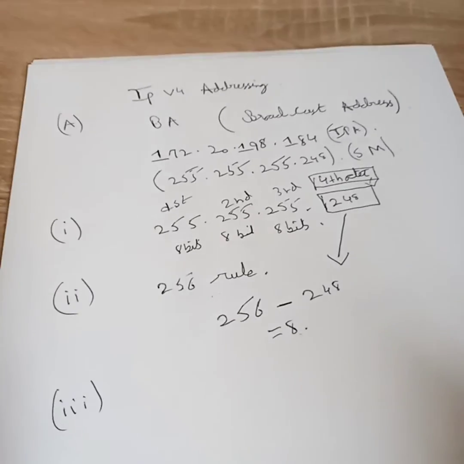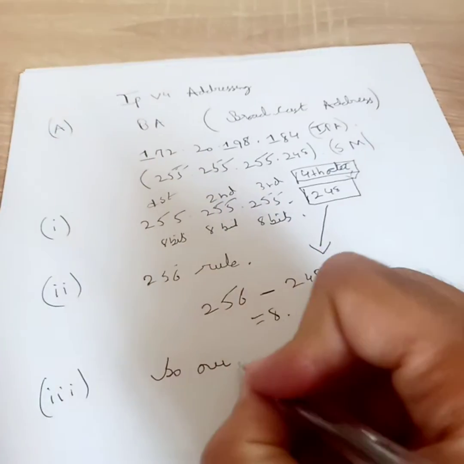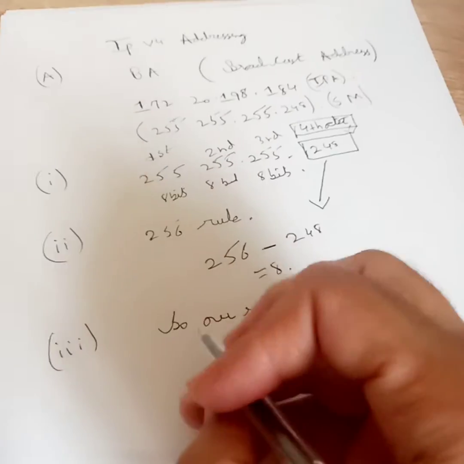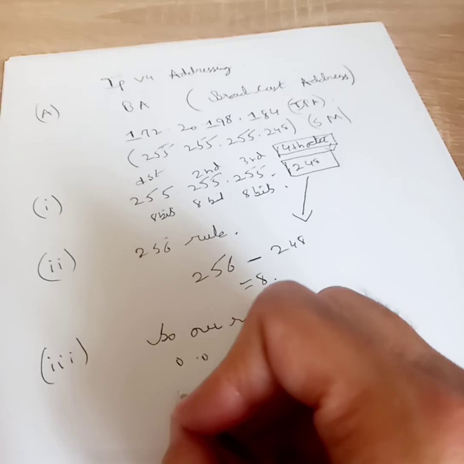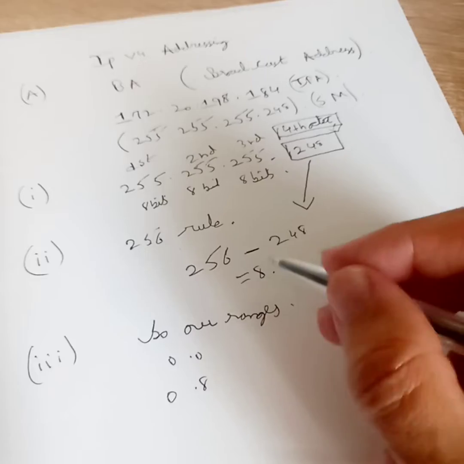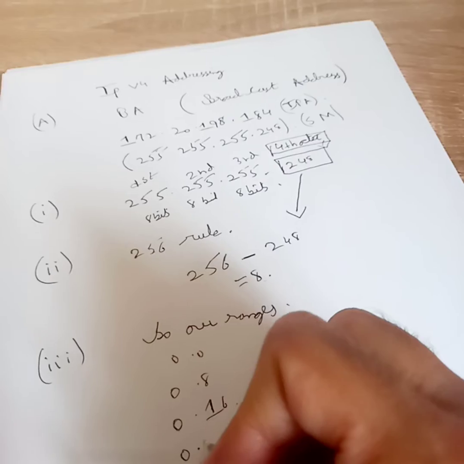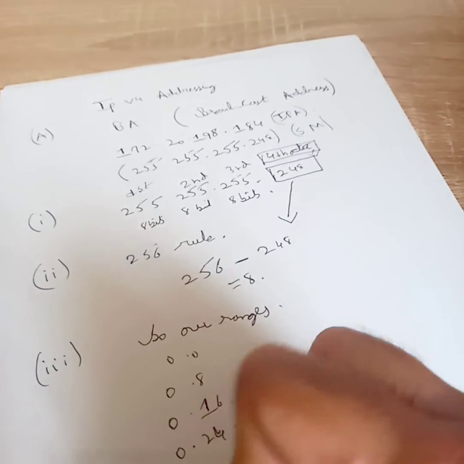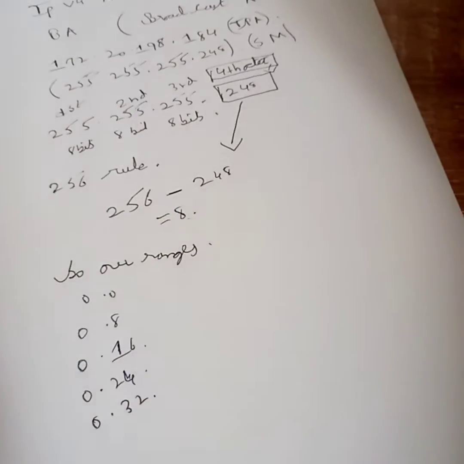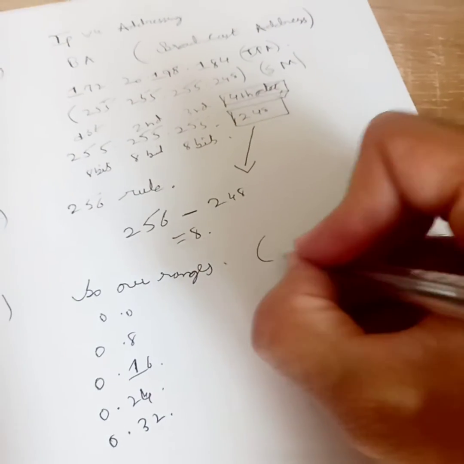Right, let's find out our ranges. Our ranges should be 0.0, and then we have 0.8, as you know. If we start from 0.0 and we have 8 here, we'll keep on adding 8: 0.16, 0.24, 0.32. We'll keep on adding these ranges. And to the other side, where we are looking for our possible subnets.